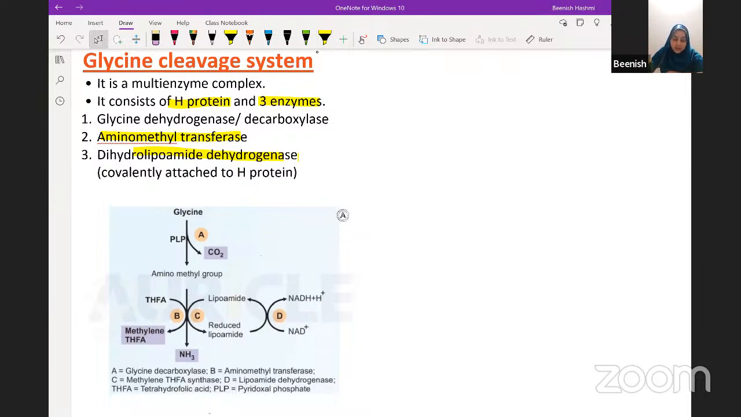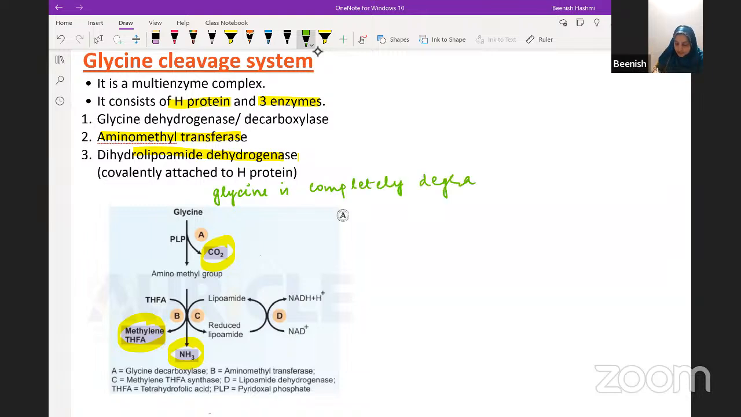So the glycine, via the glycine cleavage system, is completely degraded to carbon dioxide, ammonia, and methylene tetrahydrofolic acid. Okay, so what is happening?